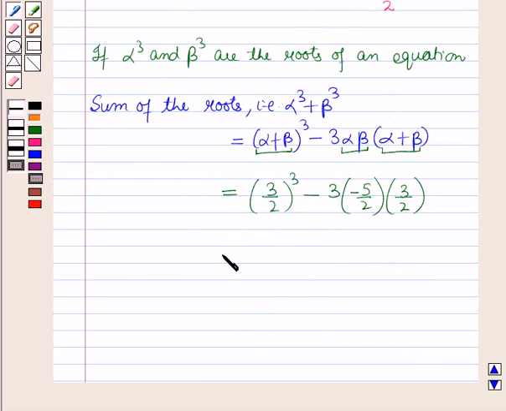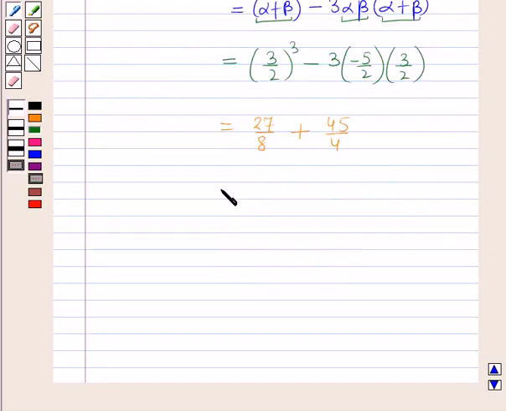which will be equal to 3 by 2 whole cube will be 27 by 8. Here minus into minus will be plus, and on calculating this it will be 45 by 4, which is further equal to, on taking the LCM which is 8, this will be 27 plus 90, which is equal to 27 plus 90 is 117 by 8.